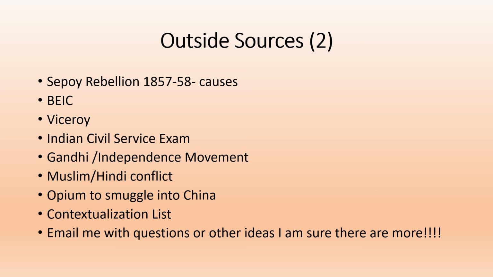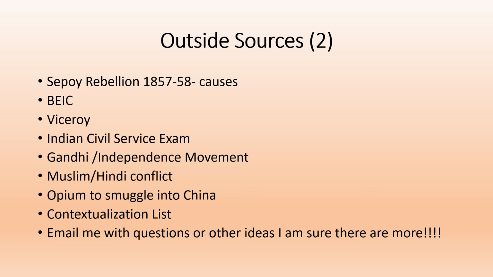Opium is not mentioned in all this. Opium, the Opium Wars, and how opium was smuggled into China. India was the supplier of that. Everything from the contextualization list, like I said. Any of those things, again, you just can't double dip, okay? Contextualization is kind of leading up to the prompt. Remember, outside source can be anything relating to the topic, so before, during, after.